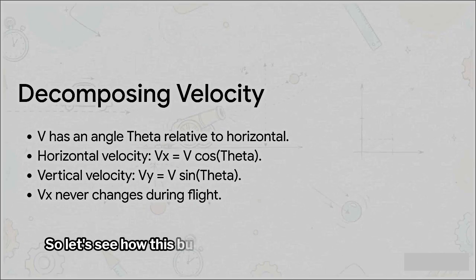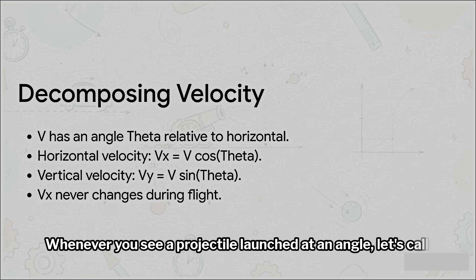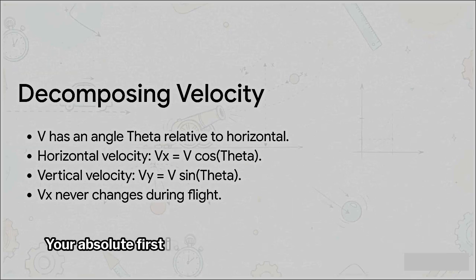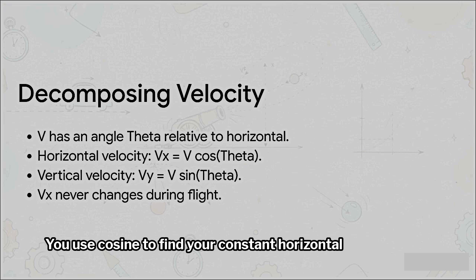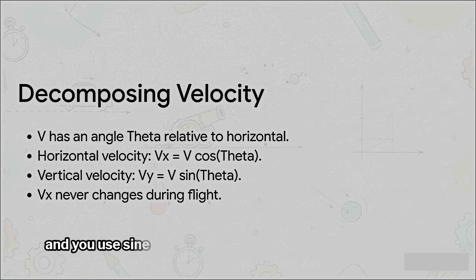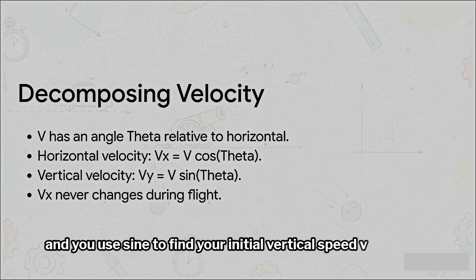So let's see how this builds your exam strategy. Whenever you see a projectile launched at an angle, let's call it theta, your absolute first instinct should be to use trigonometry to split that main velocity vector. You use cosine to find your constant horizontal speed, Vx, and you use sine to find your initial vertical speed, Vy.